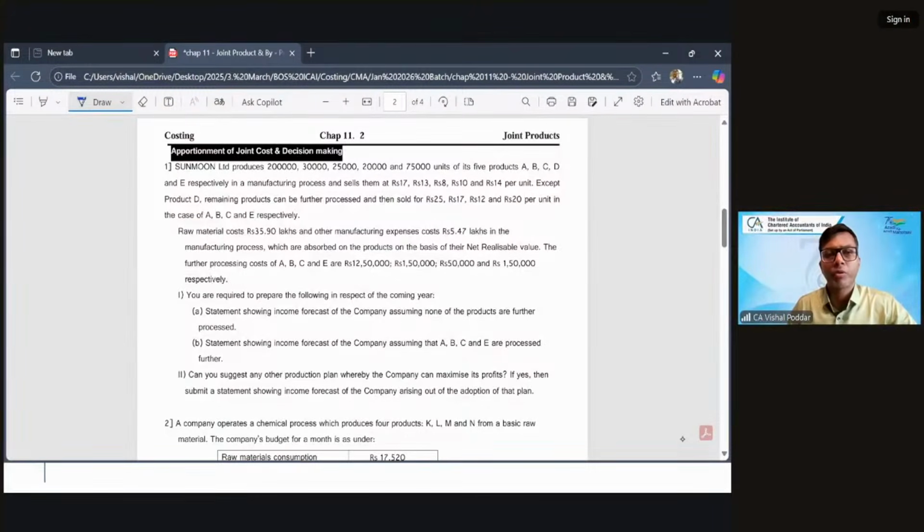So Sun Moon Limited produces 2 lakh, 30,000, 25,000, 2 lakh and 75,000 units of its 5 products. So there are 5 products produced, A, B, C, D, E, in a manufacturing process, and it sells them at 17, 13, 8, 10, 4 per unit. Except product D, the remaining products can be further processed. So out of 5, 4 can be further processed. And if you are further processing, then the sale price would be 25, 17, 12, and 20. You can understand this is for A, this is for B, this is for C, and this is for E, because D cannot be further processed.